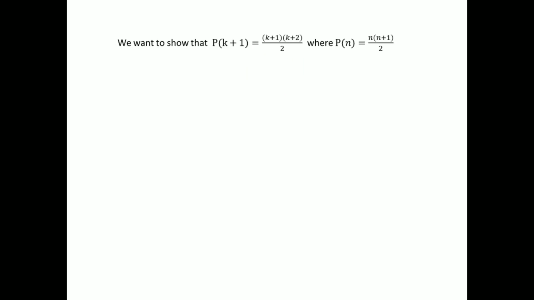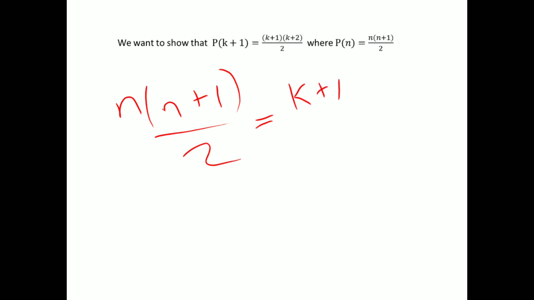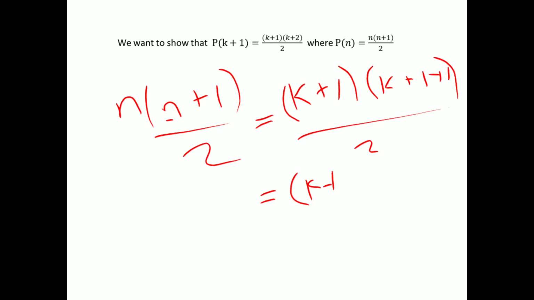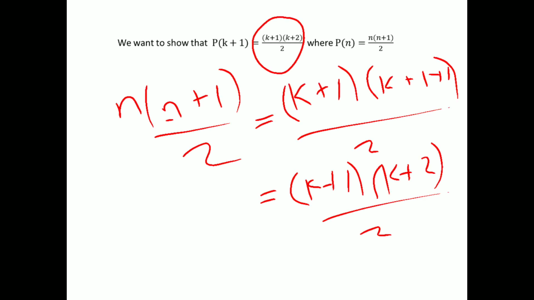Now, we want to show that Pk plus 1 is equal to k plus 1 times k plus 2 all over 2. Let me explain that. If you have n into n plus 1 over 2, and you want to substitute, wherever you see n, you put k plus 1, so you're going to have k plus 1, then this n becomes another k plus 1, then plus 1, everything all over 2. Now you're going to have k plus 1, then k plus 2 all over 2, which is exactly what we have here. So in solving for Pk plus 1, we must get this.